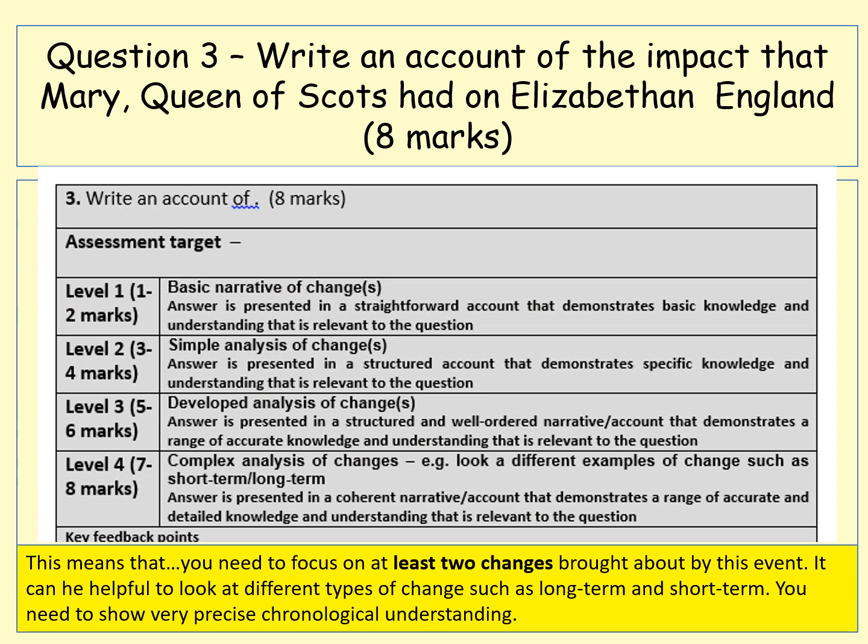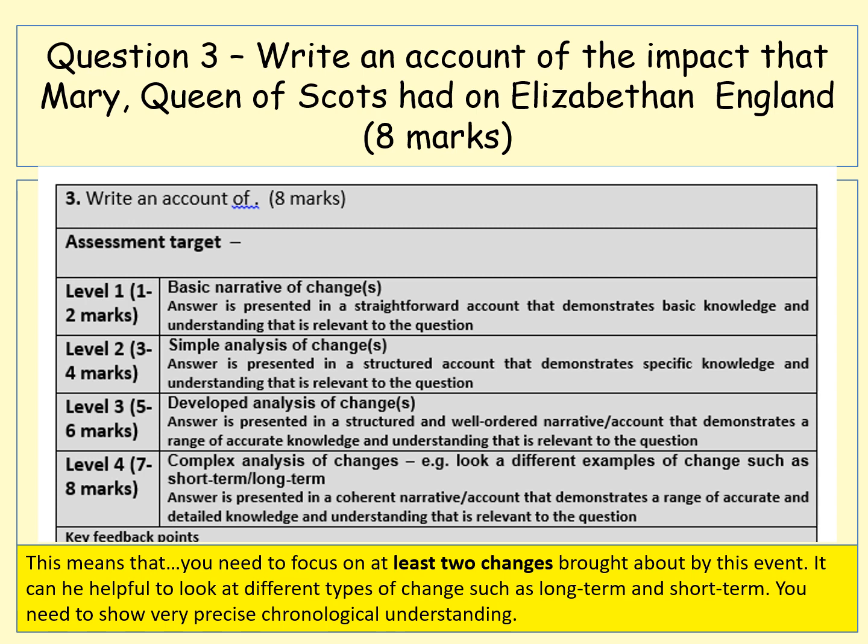So question number 3 is: write an account of the impact that Mary Queen of Scots had on Elizabethan England, and it's worth 8 marks. So what you need to do is think about 2 changes brought about by this event, and it can be helpful to think about different types of changes. So it might be, for another type of question, social changes or economic changes or political changes. You might even want to think about it in terms of short-term changes or long-term changes.